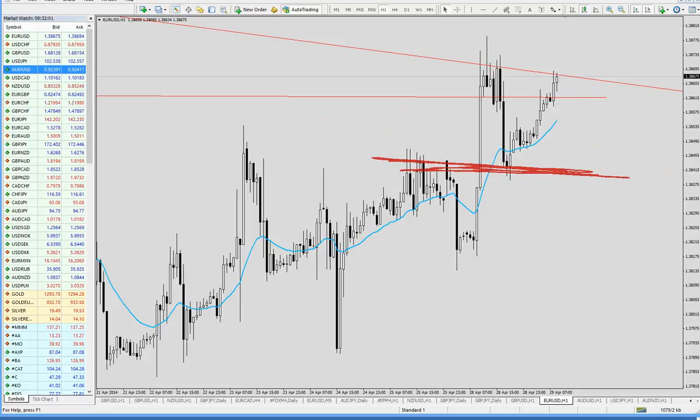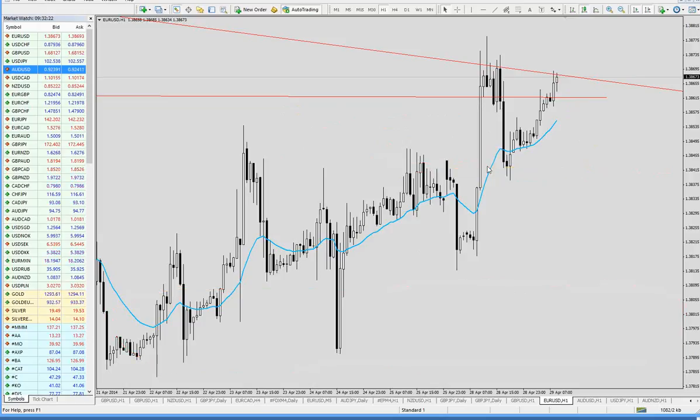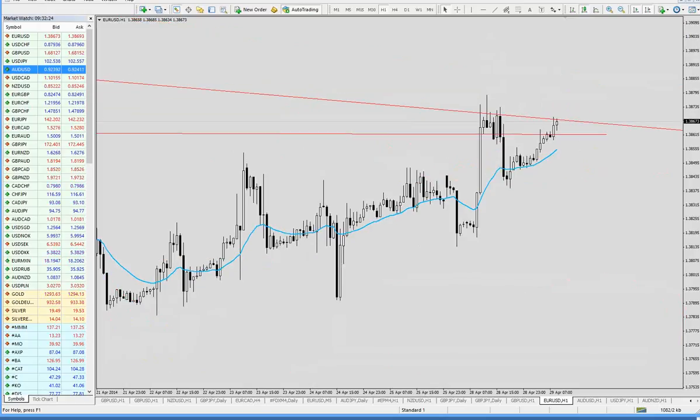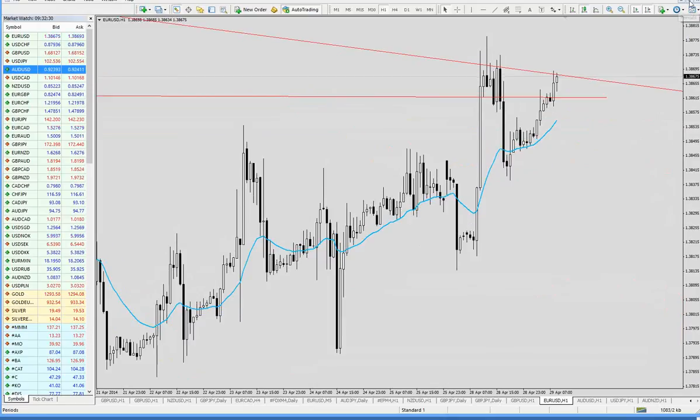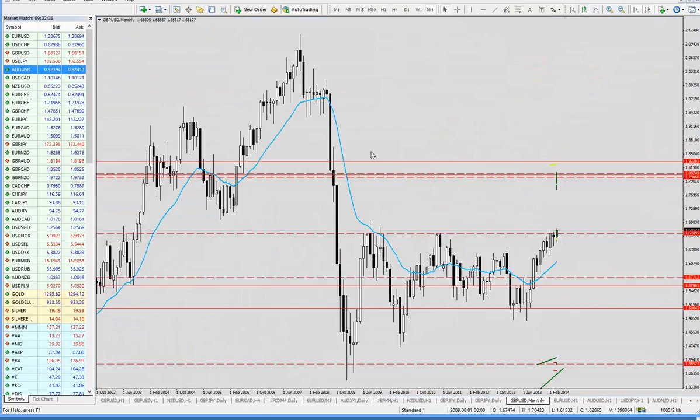And if you are looking to buy, I would watch this 138 area. Okay. So we know what we are doing with euro dollar. Now pound. Again, let me cancel some lines, delete some lines.